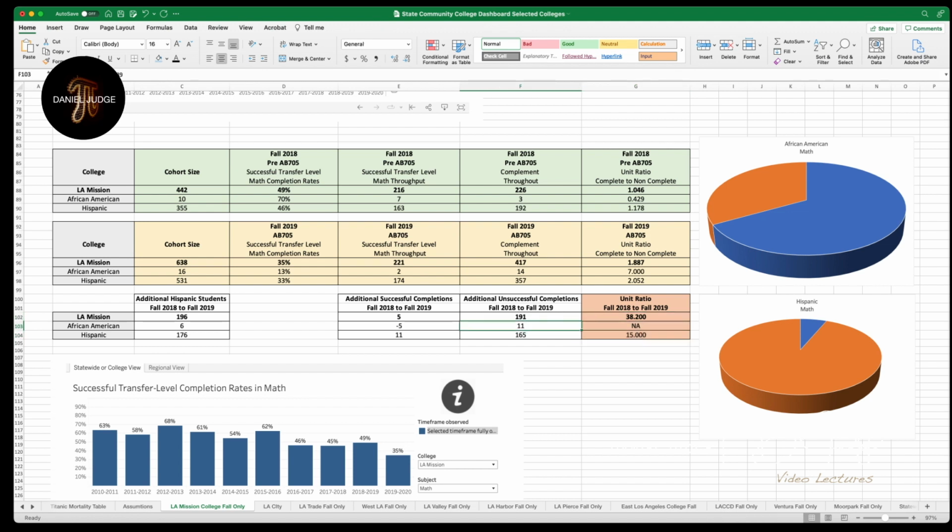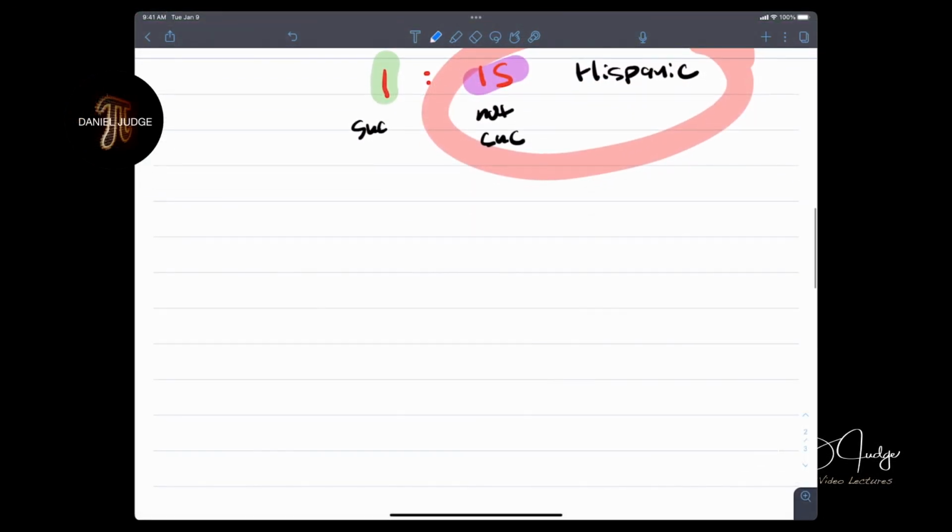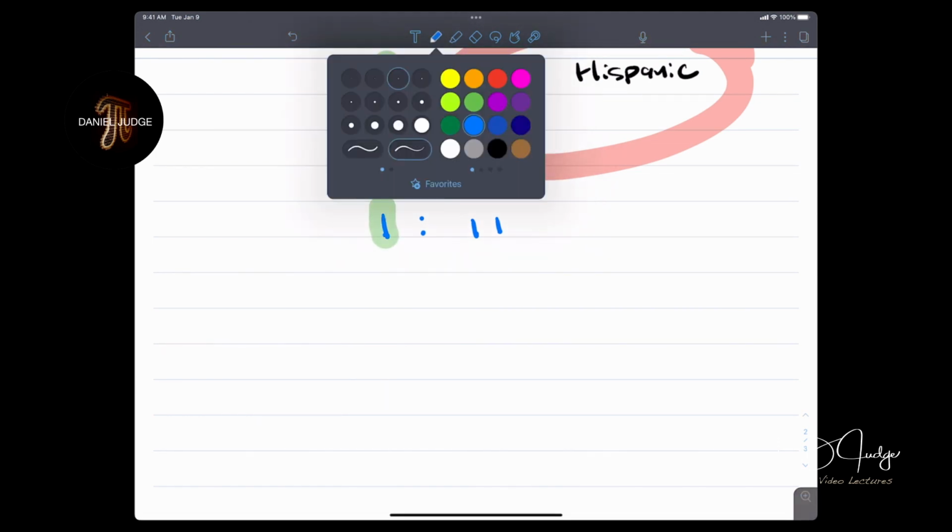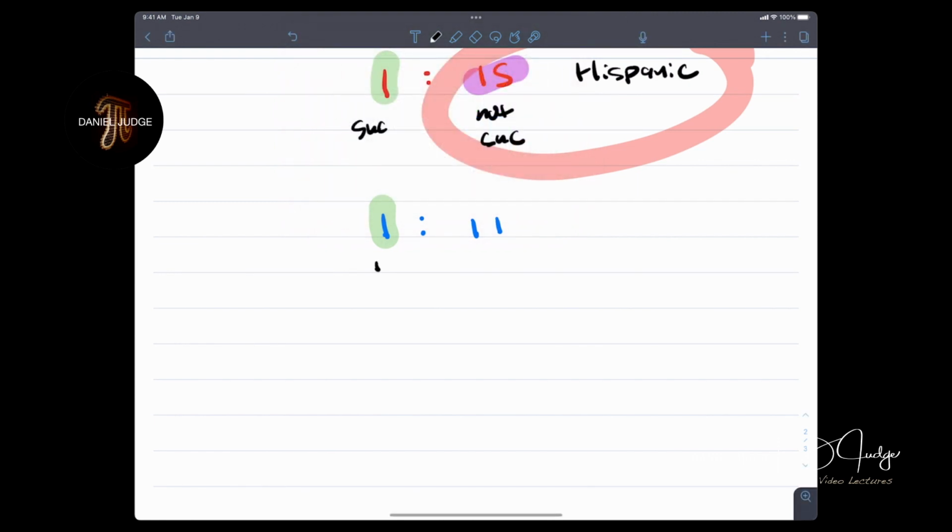But let's assume, okay, that it was just 1 student. Let's assume that they got 1 additional African American student through. If we do that, the ratio becomes 1 to 11, right? Just assuming 1 additional success. That's throughput. This is what these guys are saying you should celebrate. You got one additional student. Well, not really. You lost 5.